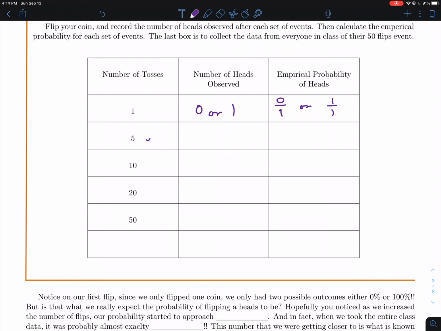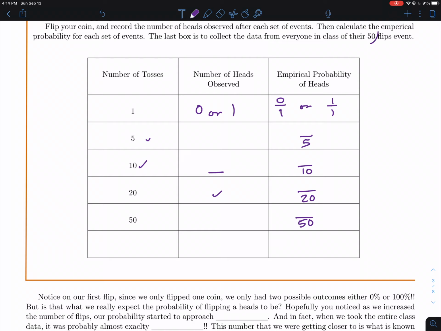Now this time flip 5 coins. Again, tally how many heads you had, and then divide that number over 5. And then start over again from scratch, flip it 10 times, and tally all the heads. Whatever we get, we're going to divide that by 10, and then just keep going. So start over with 20, start over with 50.